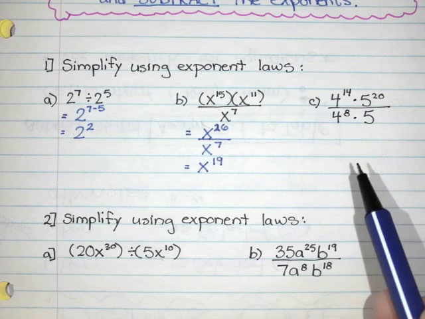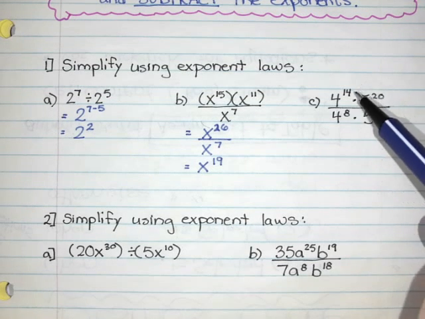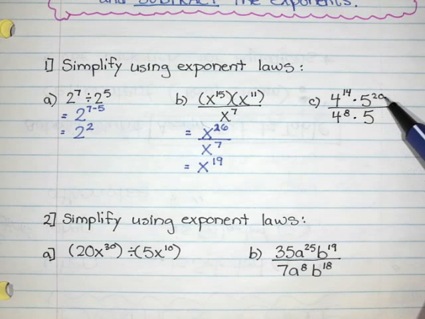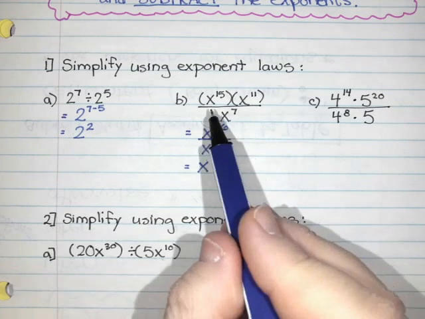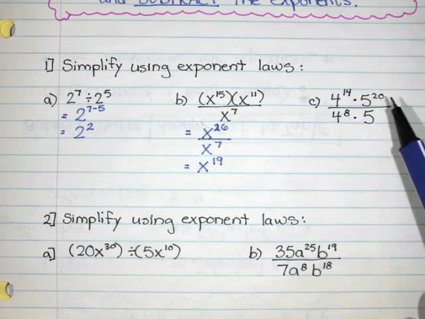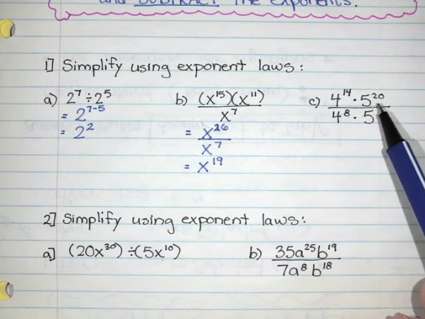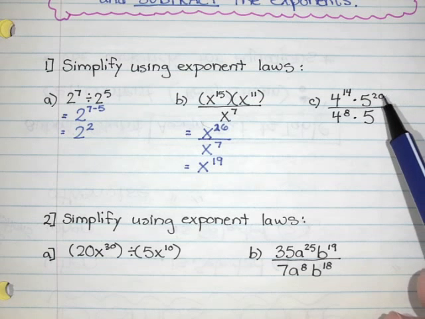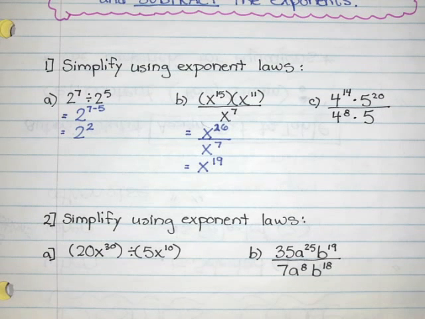So our last one, I have 4 to the power of 14 times 5 to the power of 20 divided by 4 to the power of 8 times 5. Now, in this one, I simplified the numerator by multiplying these together. So can I multiply 4 to the power of 14 and 5 to the power of 20 together? And the answer is no.